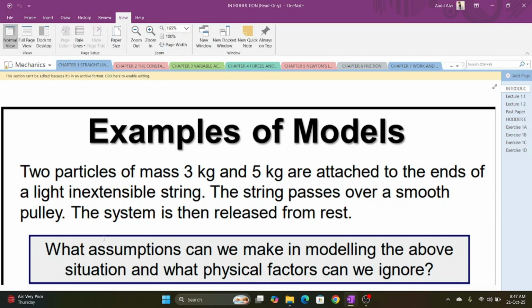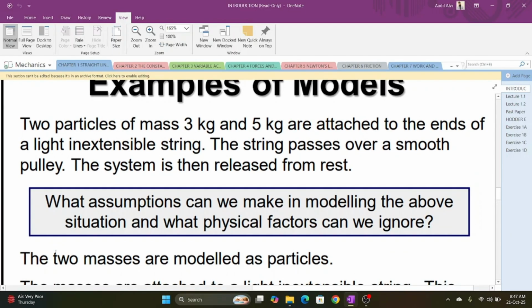Okay. Now, what assumptions can we make? We can treat the two masses as particles. That would mean that we are ignoring any dimensions which are involved. But we do not ignore the mass. The mass is something which is important. We are only ignoring the dimensions.